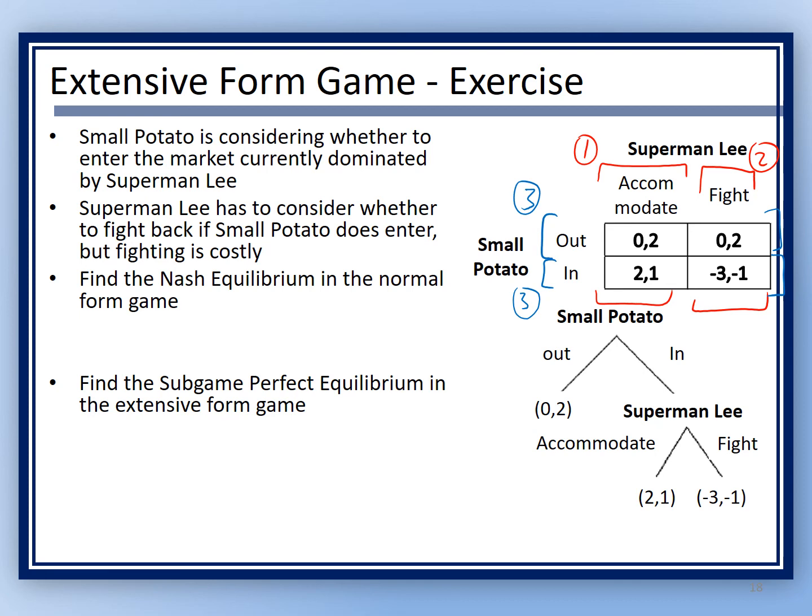Do that. And then you have to consider what Superman Lee would do if Small Potato decides to enter. And actually, in this case, staying out would not be consequential, so there is nothing to do in that case. Try doing that and see the difference between the extensive form and the normal form.